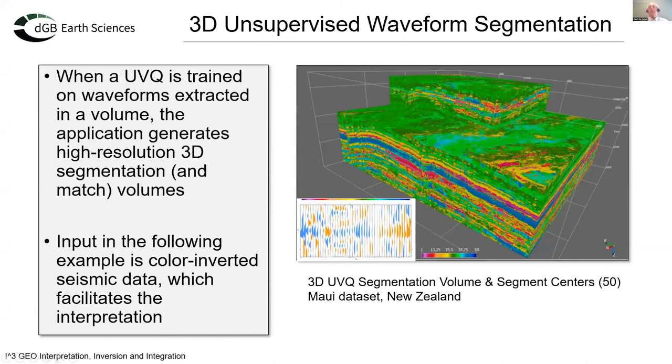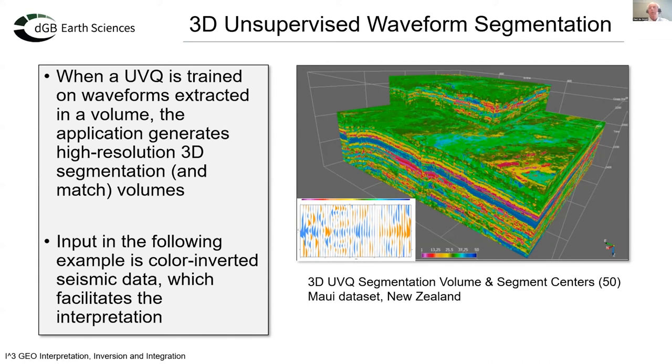Now let's look at how we can also do this in three dimensions. The original waveform segmentation was always applied in 2D. Recently, Friso Brouwer of i3Geo created this result, which is basically the same approach, but now segmenting a complete volume in 3D based on the waveforms. Now you're not extracting the waveforms along the horizon, but you're just randomly selecting waveforms from this volume, and training the UVQ to find the waveforms. And here we see the different waveforms. And also this is segmented into 50 different outputs.